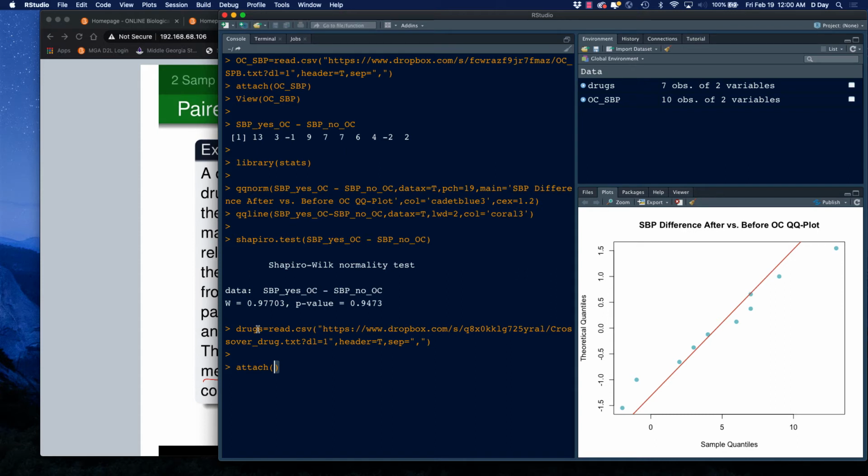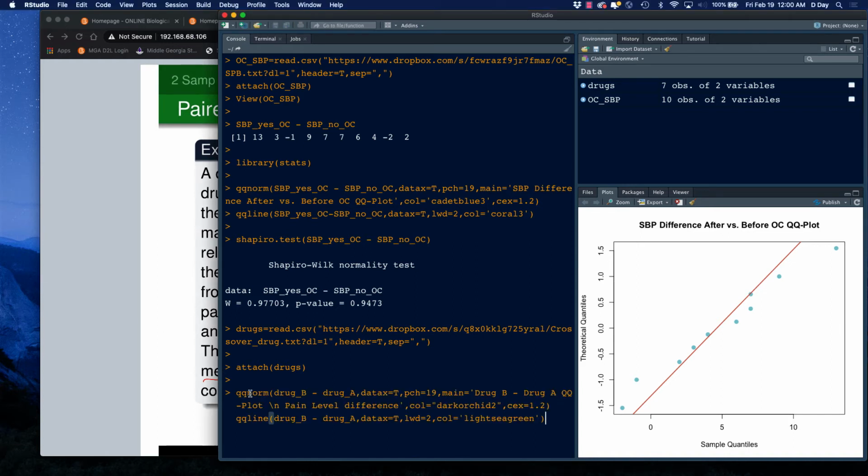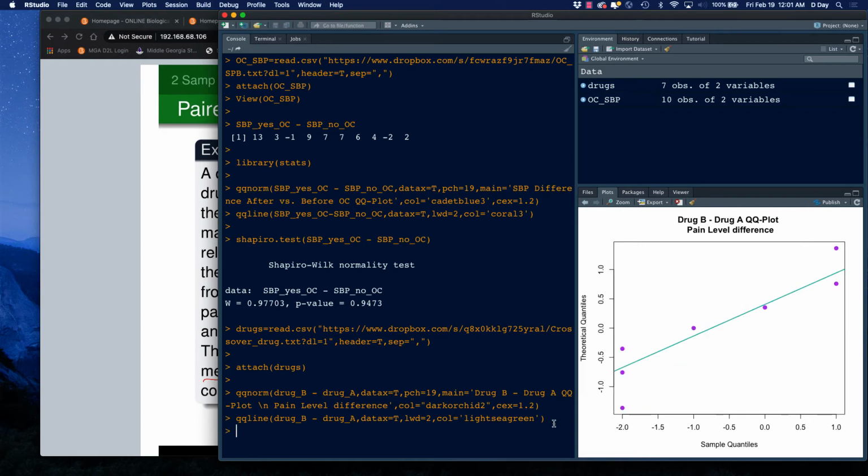So we're going to attach the drugs data set, and then we're going to run our QQ norm and QQ line stuff. I'm going to show this one to you. I'm going to point something out in the QQ norm portion here after I run it. So let's go ahead and run the QQ norm and QQ line stuff, and notice I did drug B minus drug A in both of these. I kept them the same so that I didn't have a difference there, and again I put my data on the x-axis. Okay, so we get this lovely looking little graph here.